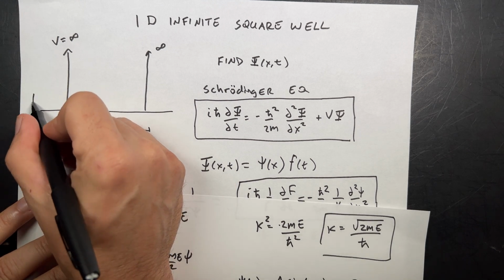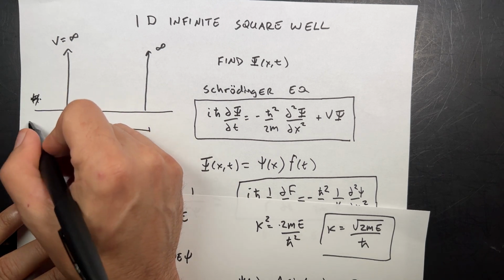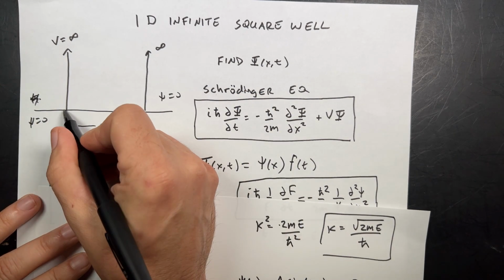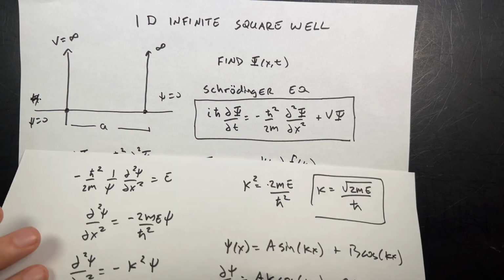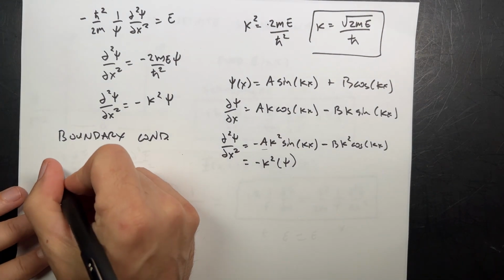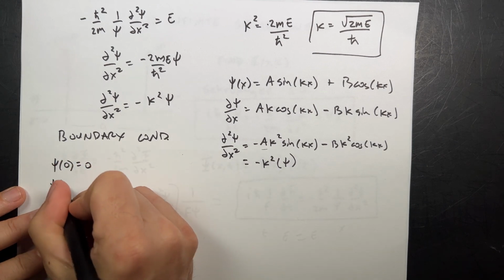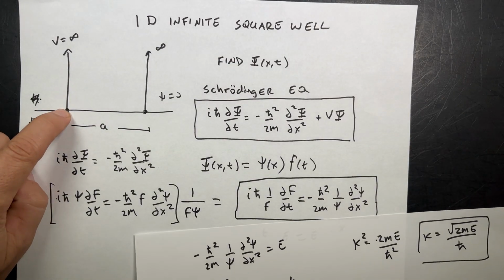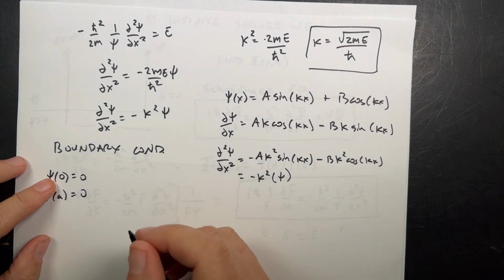So over here, psi is equal to 0, and here psi is equal to 0. That means that at the boundary point, psi has to be 0 also. That means psi of 0 is equal to 0, and psi of A is equal to 0, right? Because I have my well going from 0 to A. So let's apply this boundary condition first.